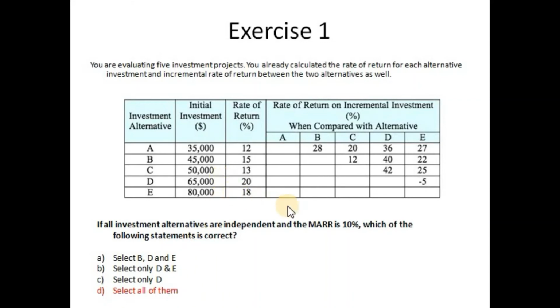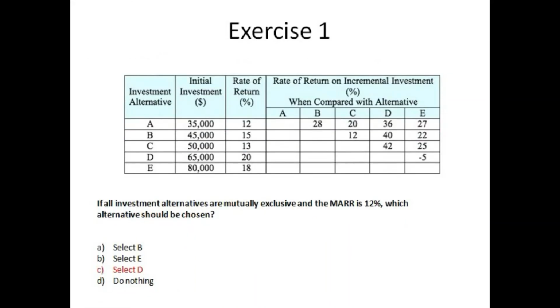Now here I didn't have to look at this part of the table because I didn't have to do any incremental analysis. Incremental analysis is done only for mutually exclusive alternatives where I have to choose only one option. But with respect to independent alternatives, I can do them all if I have the proper budget. So please read the question carefully. Here I have a set of independent alternatives and I can do them all.